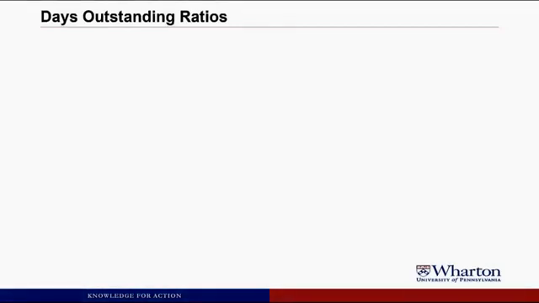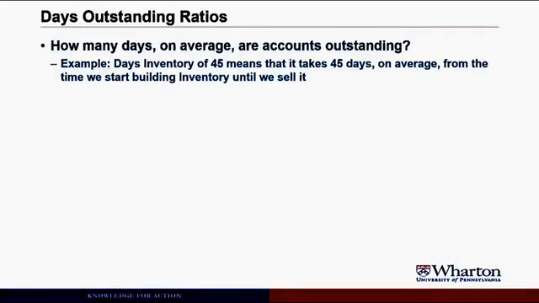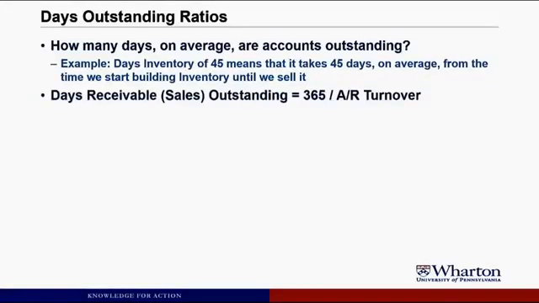So now we're going to look at the same ratios from a different perspective. We're going to turn them into what are called days outstanding ratios. These ratios will help answer the question, how many days on average are given accounts outstanding? For example, if you saw days inventory of 45, it means that it takes 45 days on average from the time we start building the inventory until we sell it. So the days receivable outstanding ratio, or days sales outstanding ratio, which is often called DSO. So if you've heard the term DSO, it's referring to this ratio.